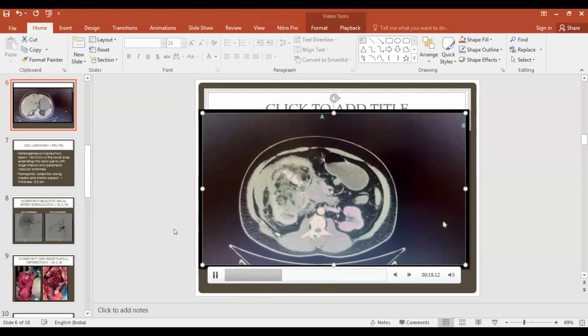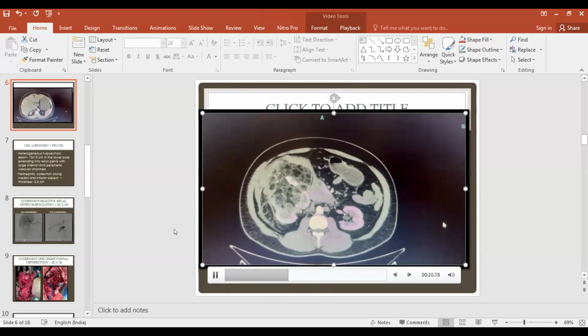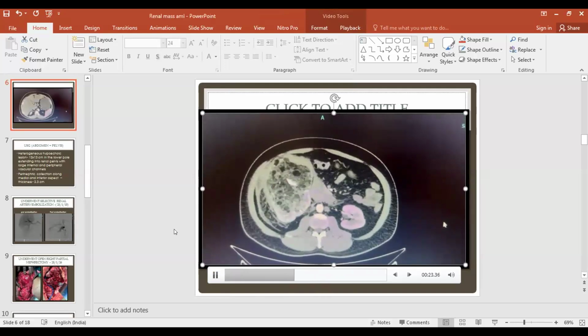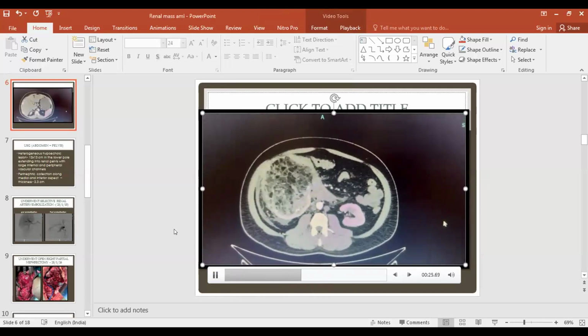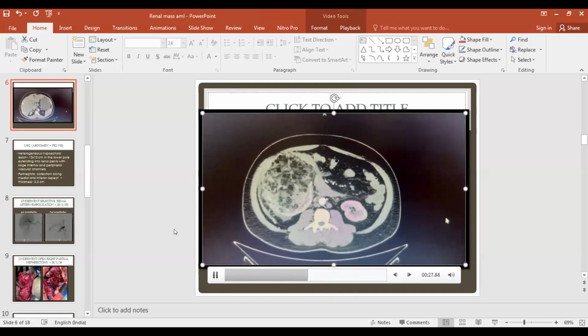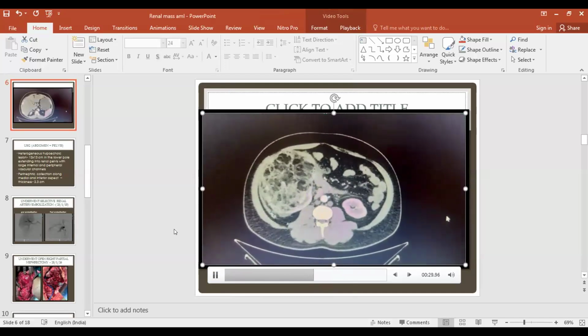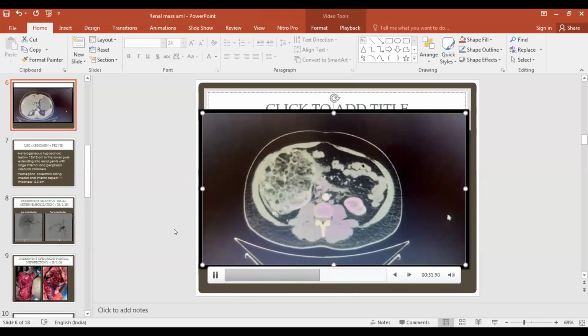What do you want to see also in a patient with AML? Sir, if there is any hemorrhage or not, spontaneous hemorrhage. Okay. Anything else?